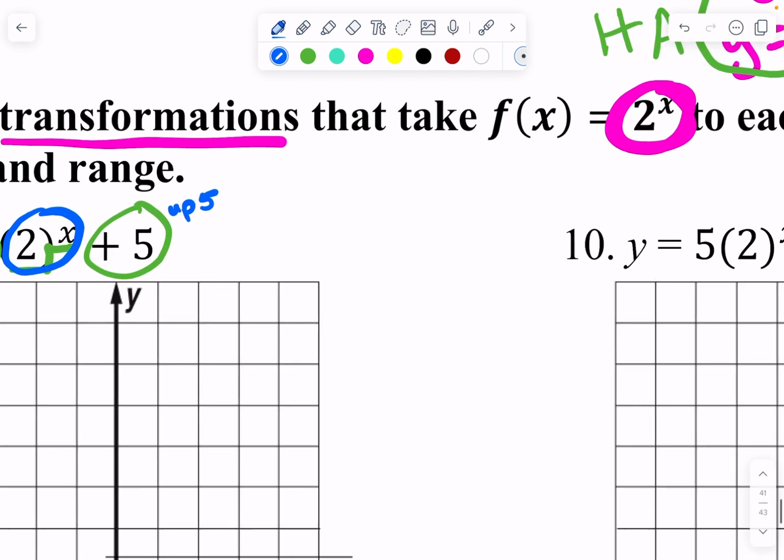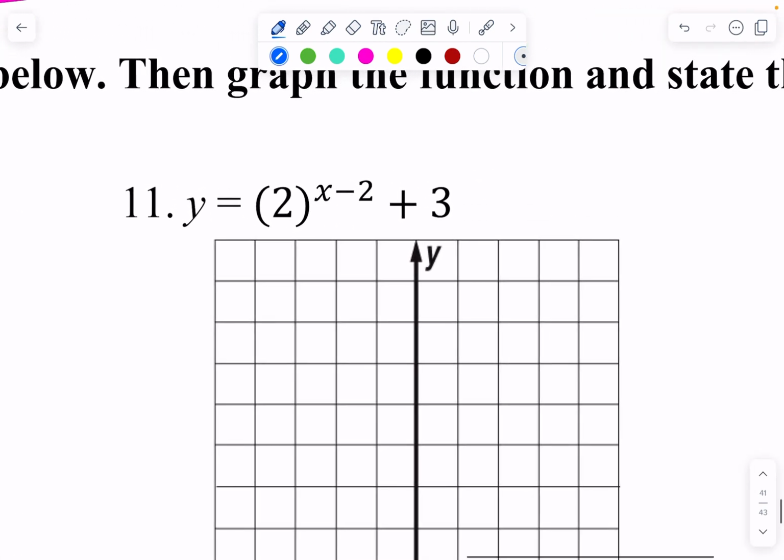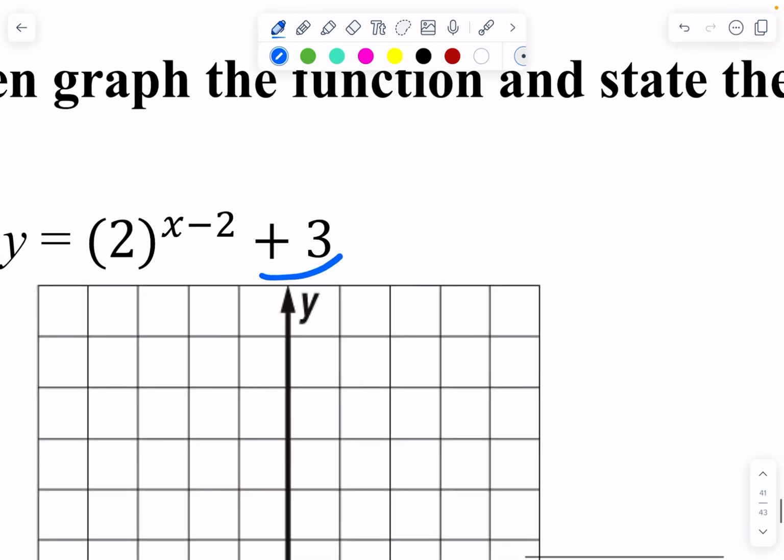Now, that is a little bit different than, like, let's look at this one, 11. Okay, this guy is the same position as where the 5 was, so this is going to move him up and down, but this guy is going to move him to the left and to the right, okay? And just keep in mind that minus means right and plus means left. So pay attention to where the plus or minus is located. Is it down below or is it up in the exponent?